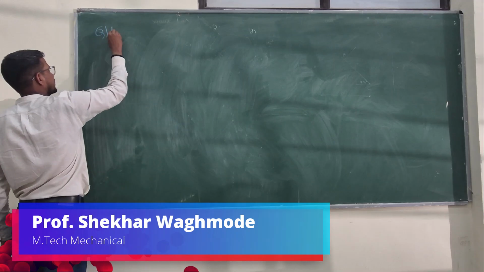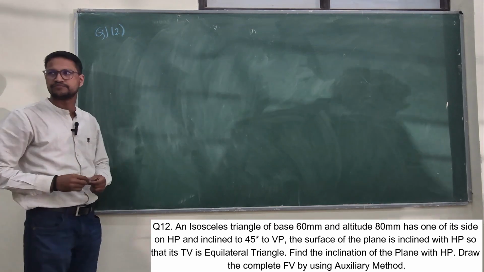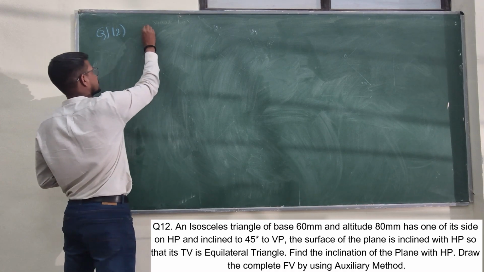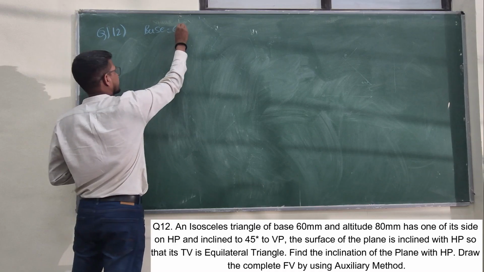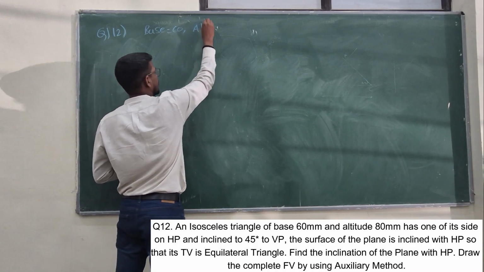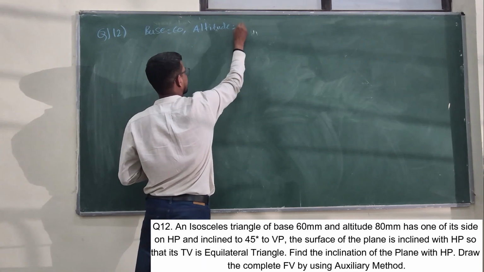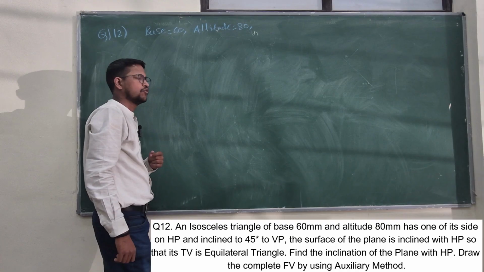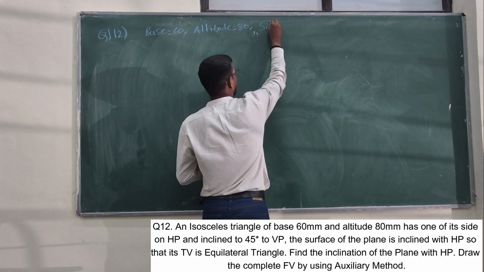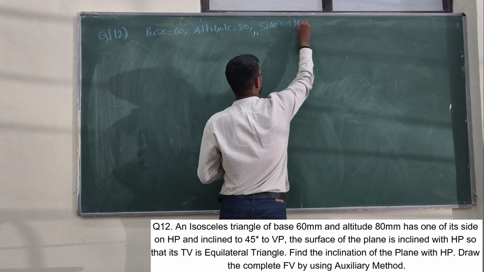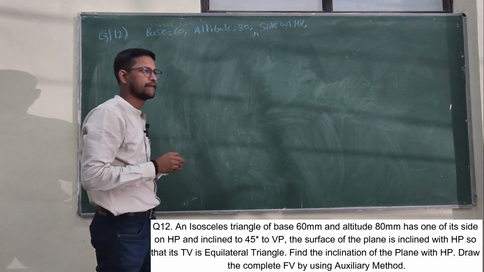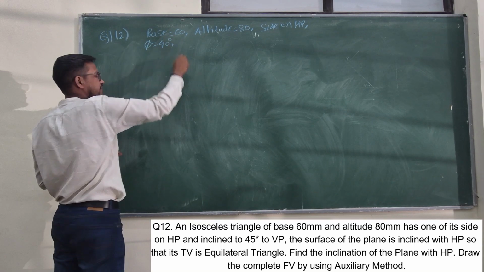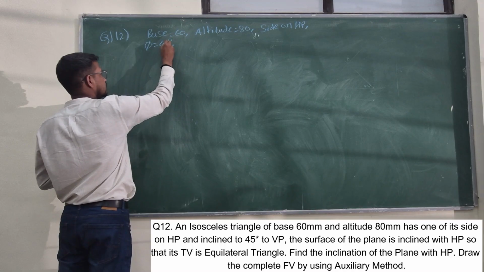Now start. Question number 12. Wait, base is how much? Isosceles triangle, 60 mm. Next, altitude 80 mm. One of its sides on HP. Side on HP. Inclined 45 degrees to VP. 45.